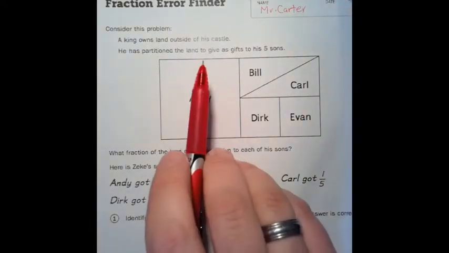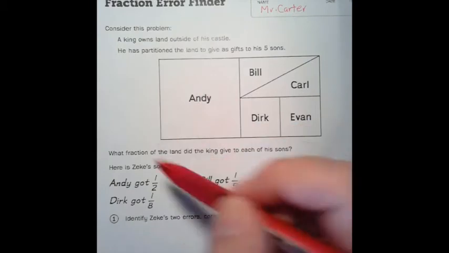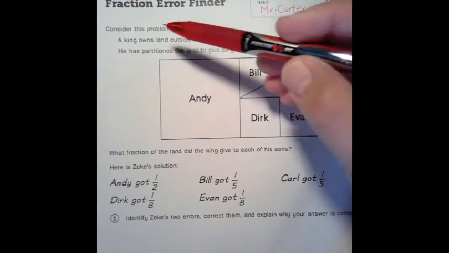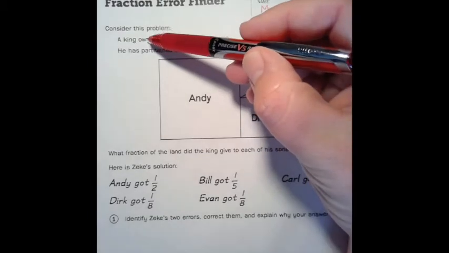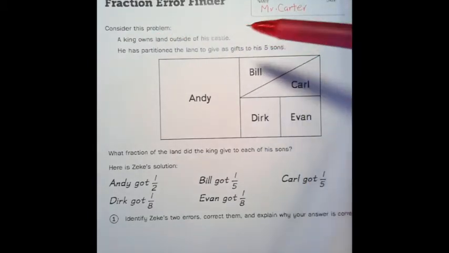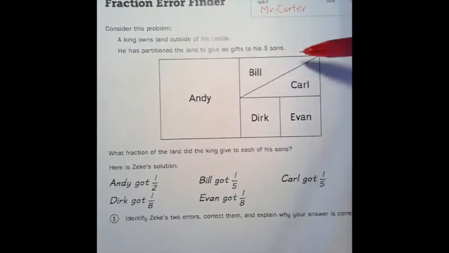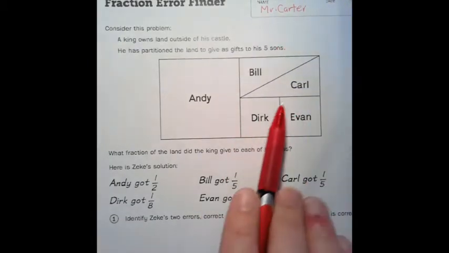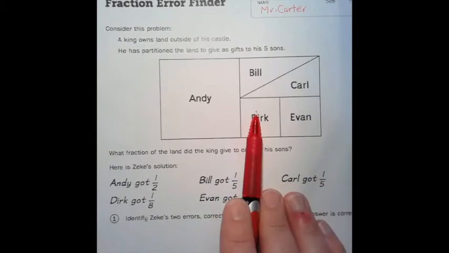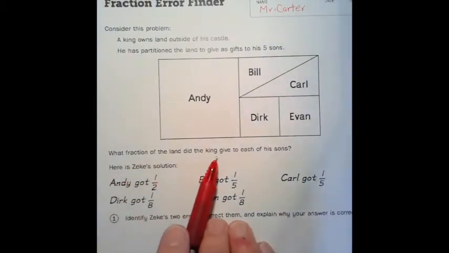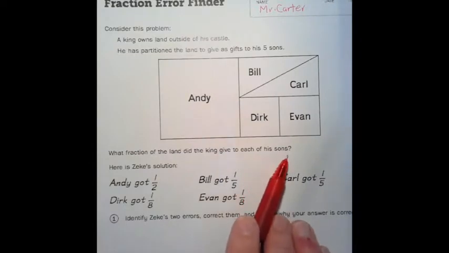So, we're looking for the error in this fraction problem, so let's go ahead and just read it. Consider this problem. A king owns land outside his castle. He has partitioned the land to give as gifts to his 5 sons. So here's the piece of land, and this is how the king partitioned it. What fraction of the land did the king give to each of his sons is our question.